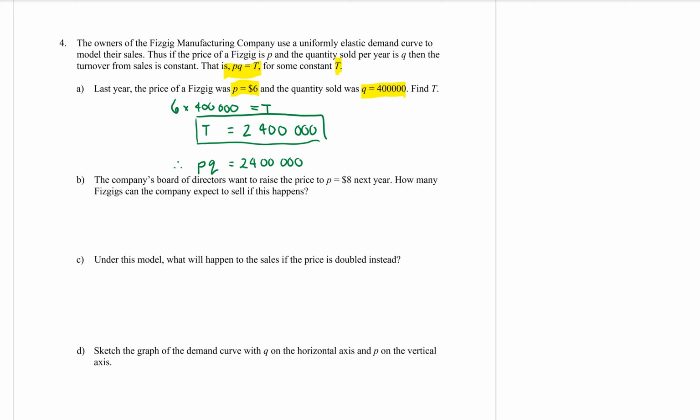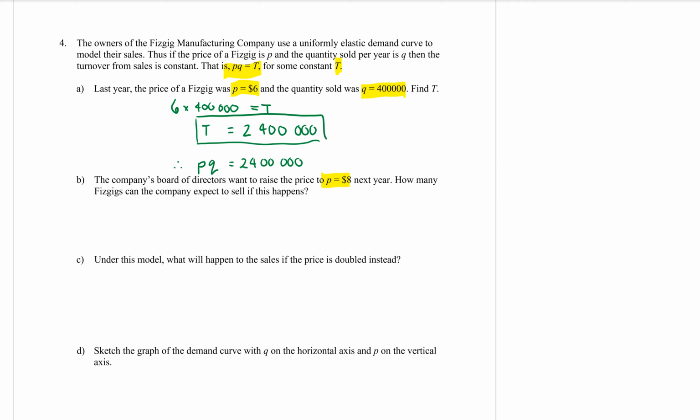No, 2,400,000. The company's board of directors wanted to raise the price to be $8 next year. Now, because we've been given a relationship between the P and the Q, naturally you would think if people in the shops are going to raise their prices, they might sell less of them. You make something cheaper, you sell more of it. So how is that going to affect the number of FizzGigs that they expect to sell now?